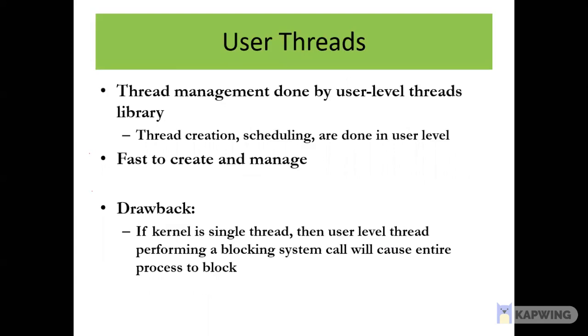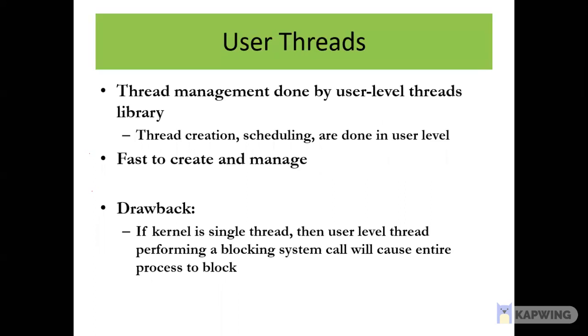User level threads: thread management is done by the user level thread library. Thread creation and scheduling are done at user level, so they are fast to create and manage. Drawbacks: if the kernel is single threaded, then a user level thread performing a blocking system call causes the entire process to block. That is the disadvantage of user level threads. The thread gets blocked, so we have to wait more time till that thread gets unblocked. A kernel can easily unblock that thread, but in user level threads, the user cannot unblock that thread, so the system will go into a blocking state.